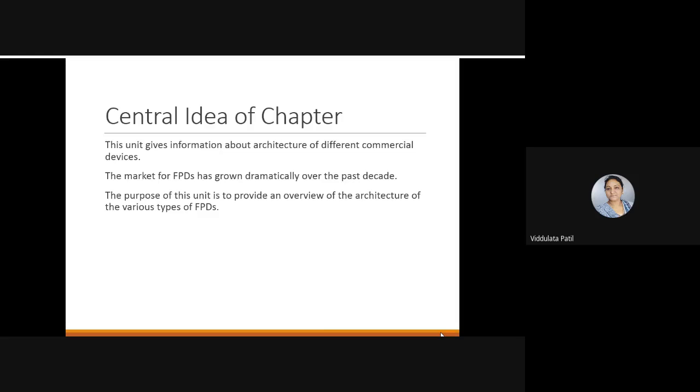The purpose of this unit is to provide an overview of the architecture of various types of FPDs.